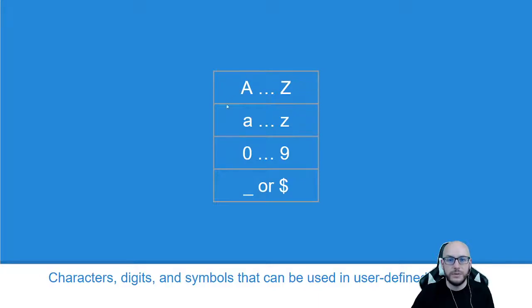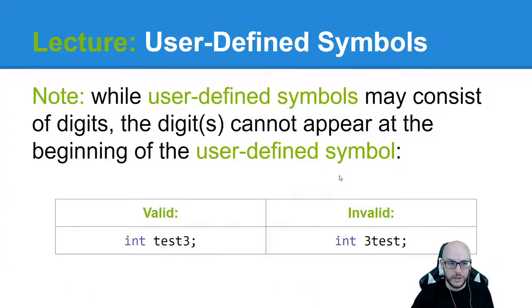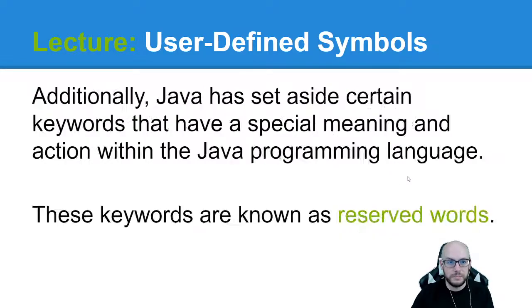So we're saying capital A through Z, lowercase a through z are in this set of valid user-defined symbol characters. And then we have our digits, 0 through 9. This little guy, known as an underscore, and the $ sign. Those are the special characters that we can use in variable names. Note, while user-defined symbols may consist of digits, the digit cannot appear at the beginning of the user-defined symbol. What am I saying? Here I am declaring an integer called test3. It consists of lowercase alphabetic characters and a digit, which is fine, right? What you can't do is begin with a digit.